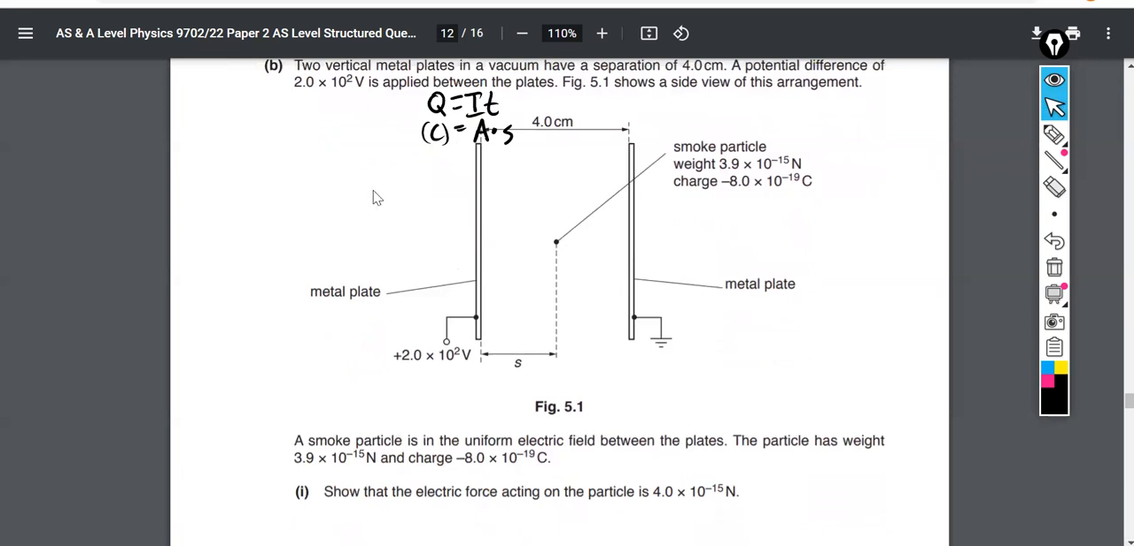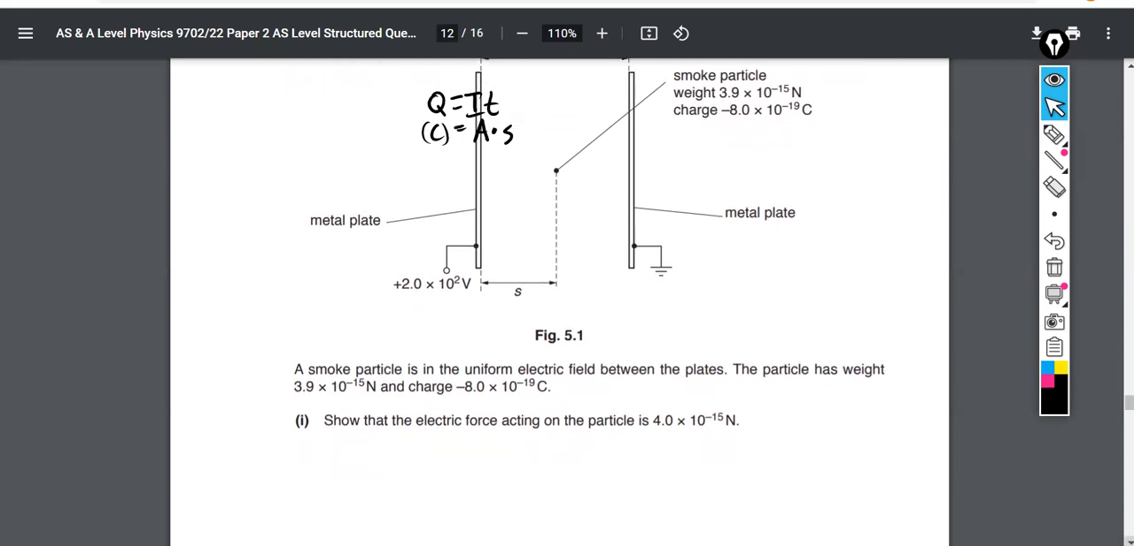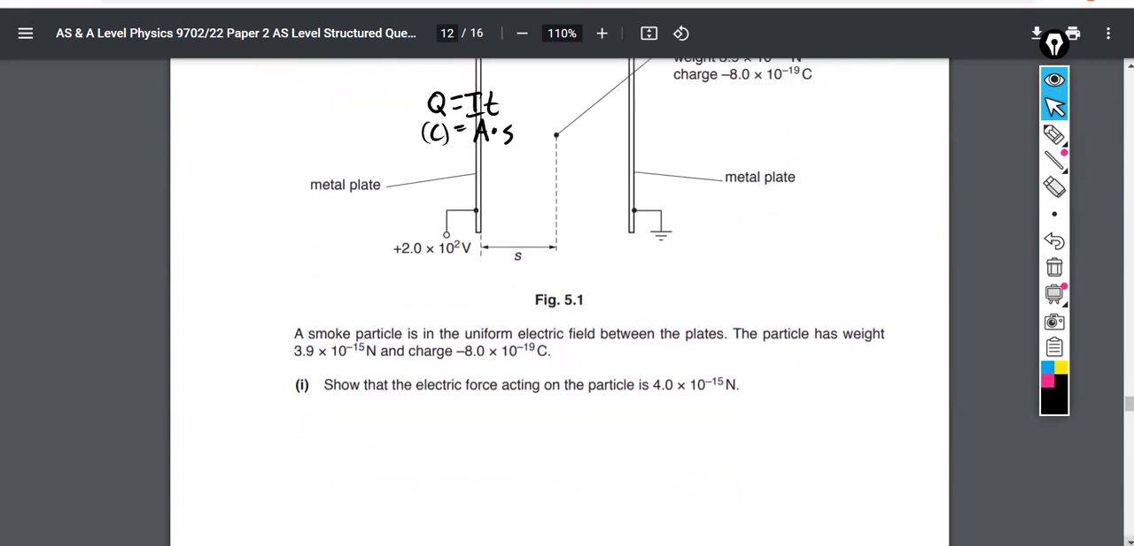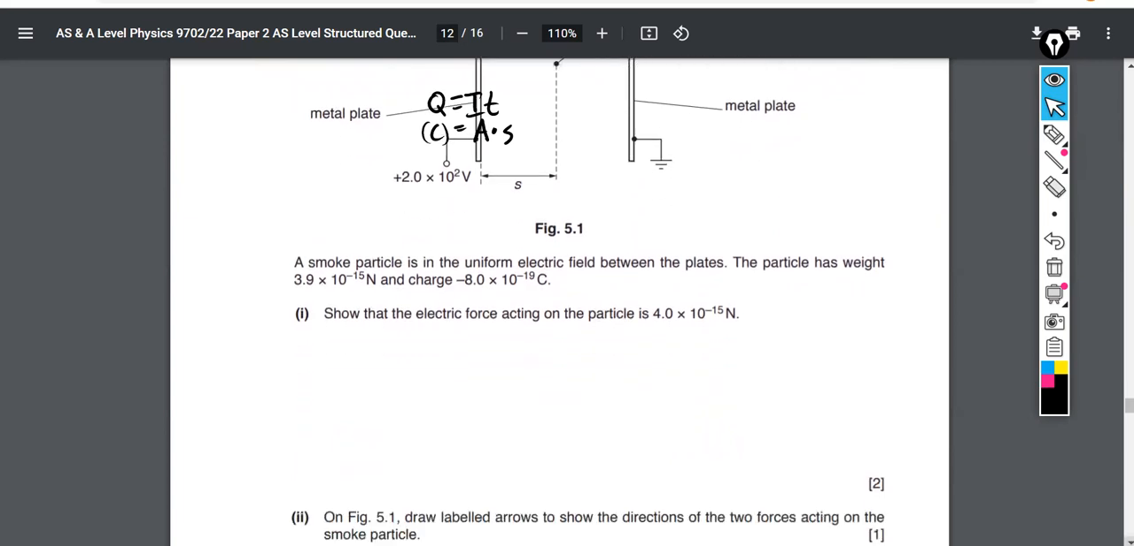We then have 2 vertical metal plates in a vacuum. They have a separation of 4 centimeters. A potential difference of 200 volts is applied between the plates. Figure 5.1 shows a side view of this arrangement. A smoke particle is in the uniform electric field between the plates. The particle has weight 3.9 by 10 to the negative 15 newtons, and a charge of negative 8.0 by 10 to the negative 19 coulombs. The question then asks us to show that the electric force acting on the particle is 4 by 10 to the negative 15.